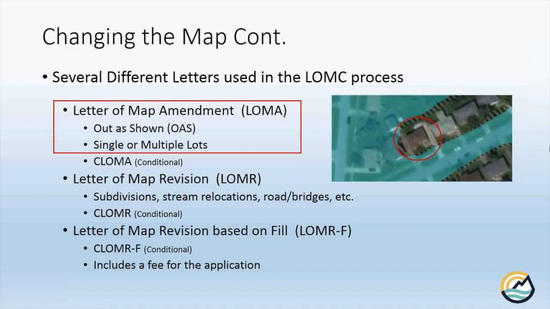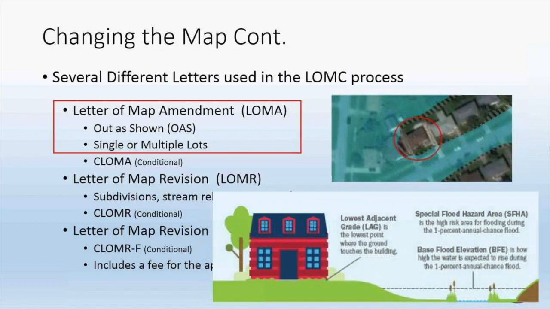The other one is a LOMA for a single lot, and that is where the lowest adjacent grade of a property, or essentially the lowest point where dirt touches the foundation of that building, is above that floodplain or above that base flood elevation. So when you get the 1% chance flood, when that happens, water physically wouldn't reach the building, so it's outside the floodplain.